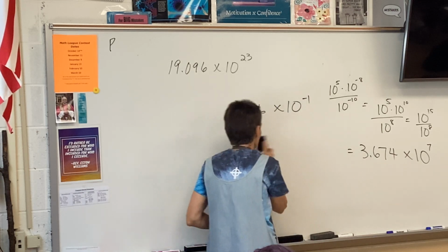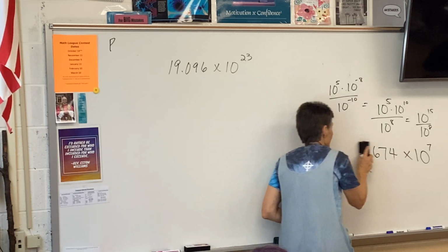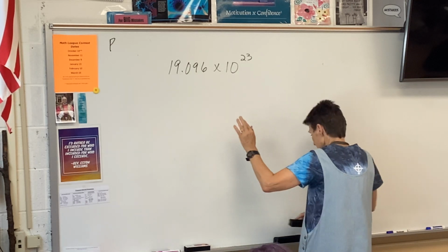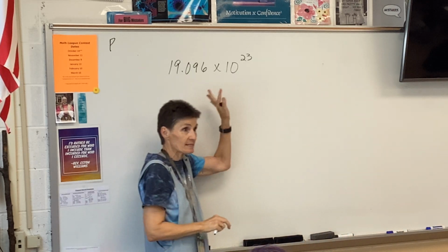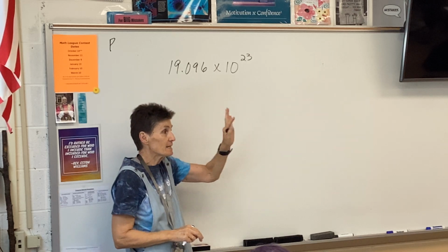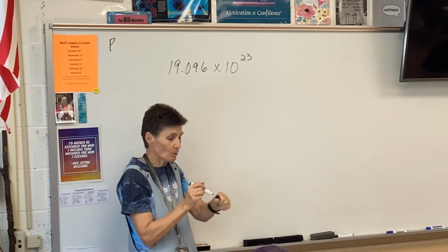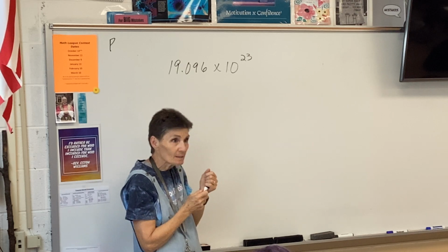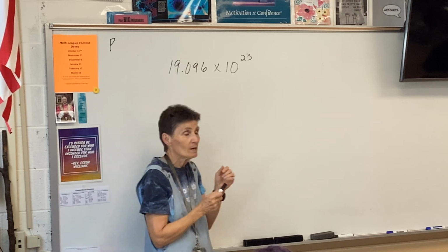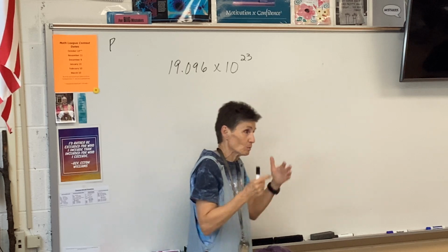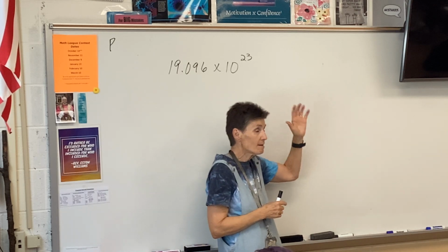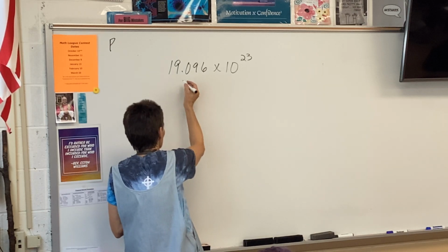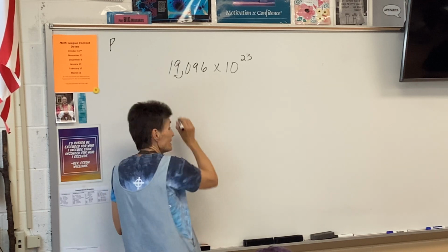Guess what? We're not done. This is a trick question. This is correct. This is absolutely correct, but we're not done with it. Can anybody see what's wrong with it? Oh, yes, Johnny? The decimal's in the wrong spot. Now, we can't help that. This is what you get, okay? But it can't be your final answer.